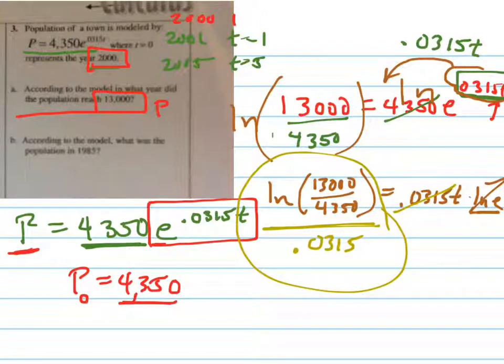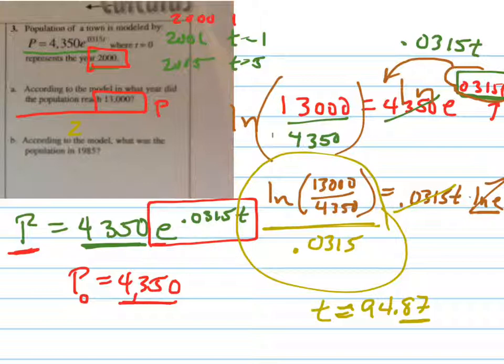Punch that carefully in your calculator, and you get t equals 94.87 approximately. So it says, according to the model, in what year did the population reach 13,000? Here's another trick. In what year did it reach it? Well, it was almost through the entire year. It was 87/100ths through that year, 94 years after 2000. So in what year did it reach that? You actually don't round it up, you round it down.